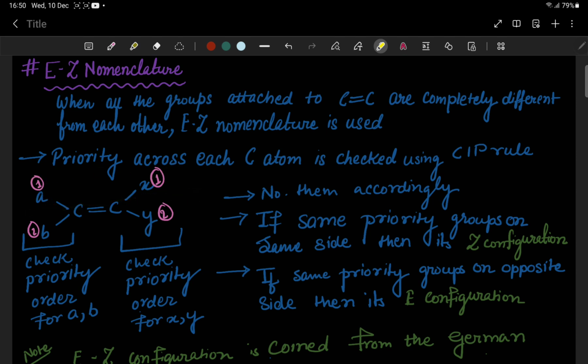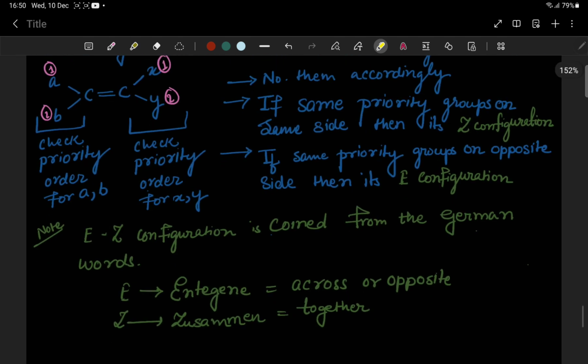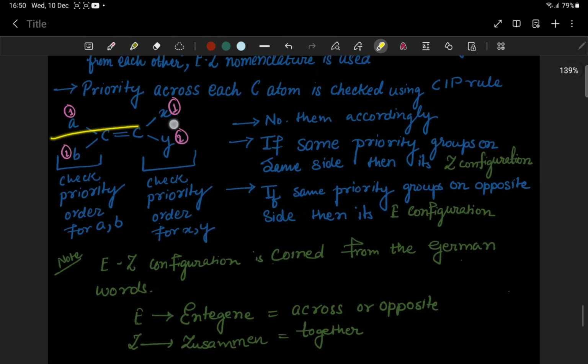So you can say that this is our Z configuration, because this EZ configuration, the word has been coined from the German words. Z means zusammen, that means together, and E means entgegen, that means across or opposite. So as you can see, if I draw the plane, A and X with the same priority are on the same side. So this is definitely going to be our Z configuration.